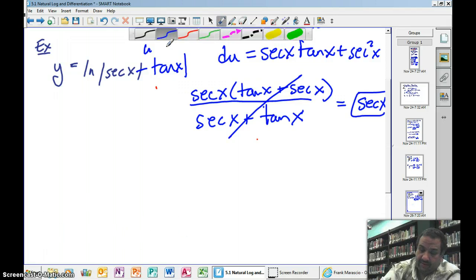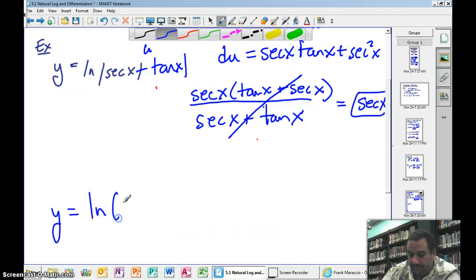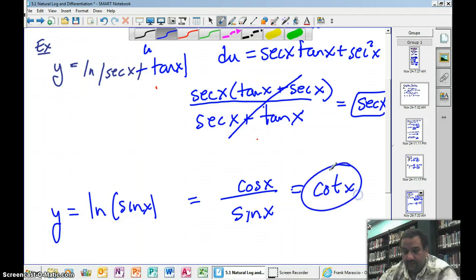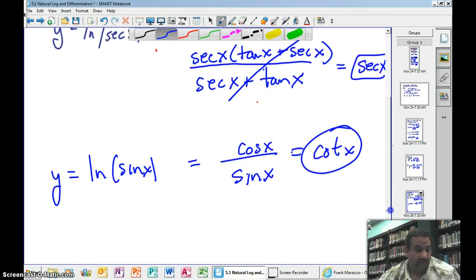All right, if I did something here, I'll make one up. If I did y equals the natural log of sine x, then this would be cosine x over sine x. So this would be cotangent of x. All right, that's what the natural log does. Are there any questions? Why don't we try a couple? Not that many. Let's try a couple.